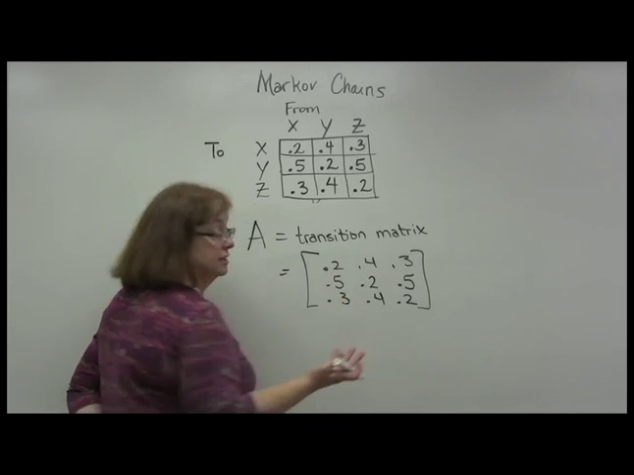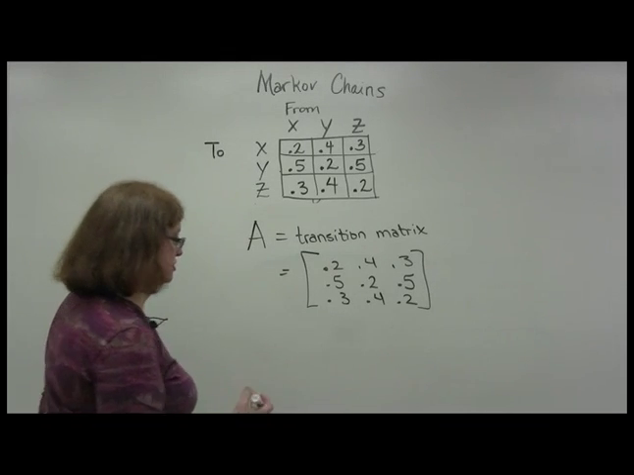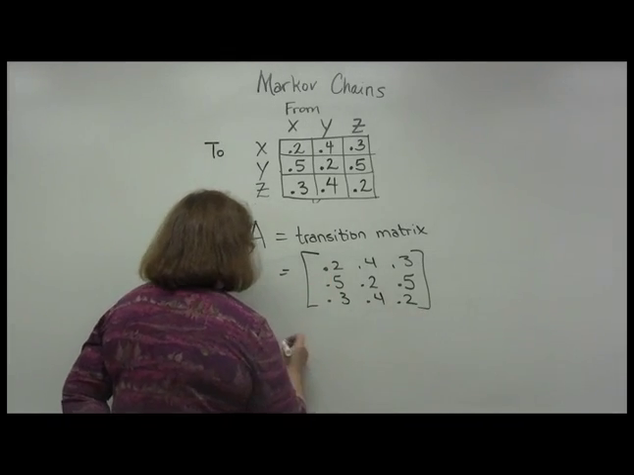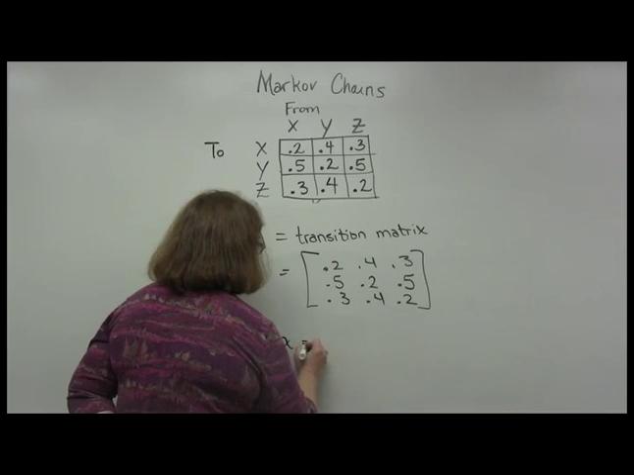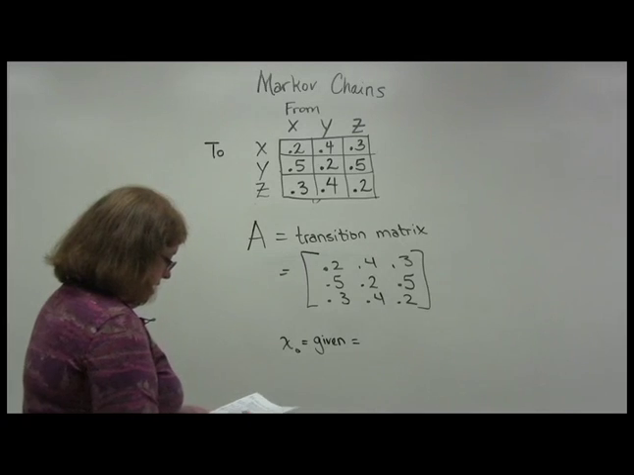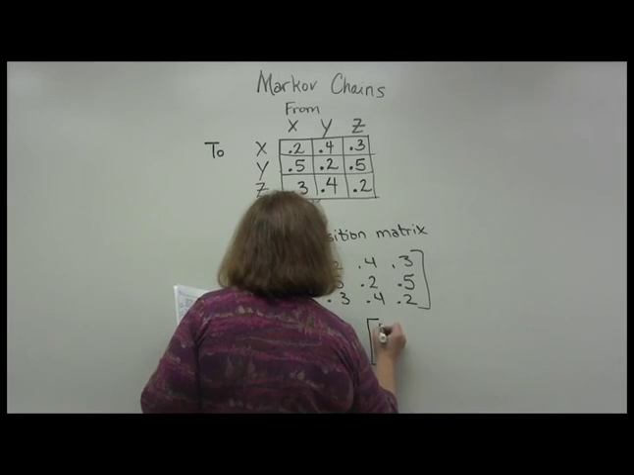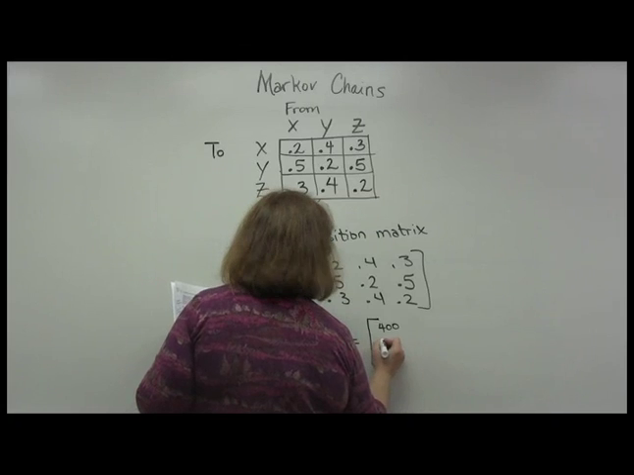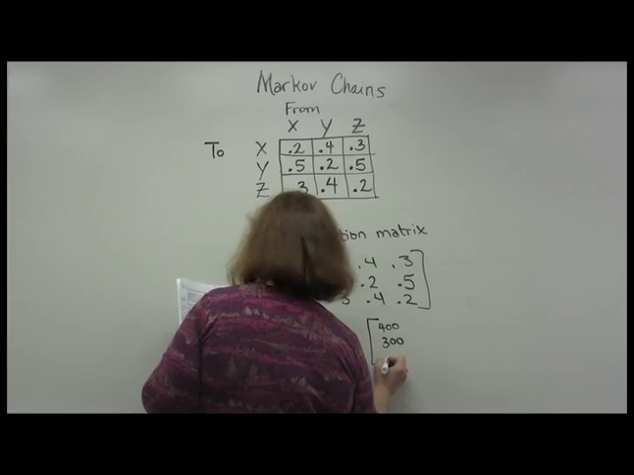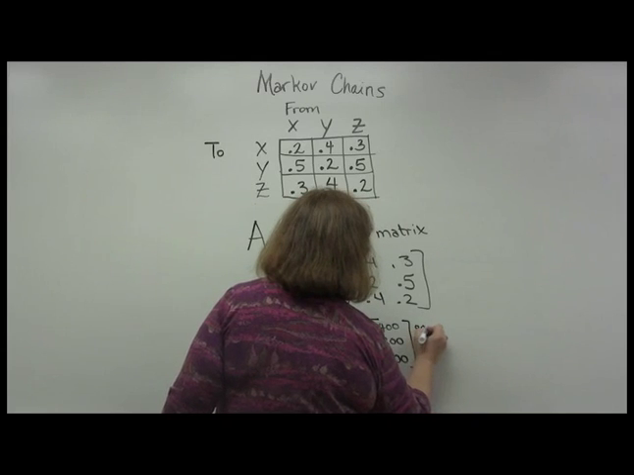Now I also need, and I didn't tell you this, what the initial state vector is. I need the initial state vector. So I'm just coming up with this out of the clear blue sky. Let's say this was given in this problem. And we actually begin with 400 birds on X, 300 birds on Y, and 800 birds on Z.